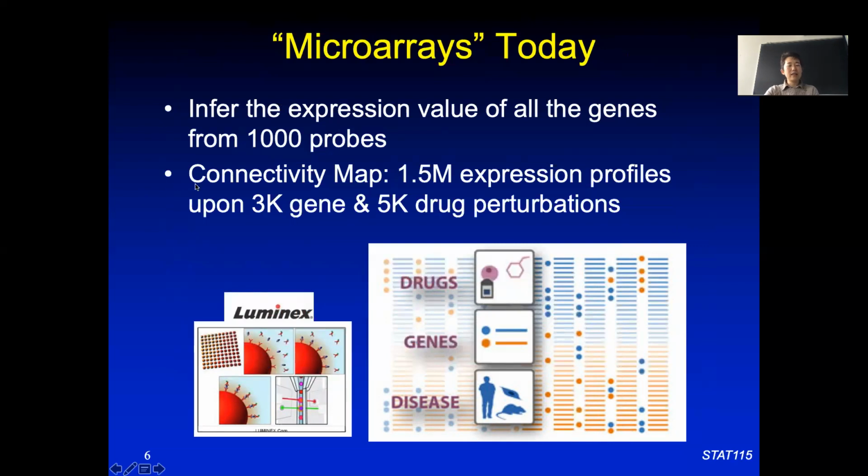The project that uses this technology is called Connectivity Map, where right now there are public data of 1.5 million expression profiles of human cells, usually cancer cells. They try to perturb about 3,000 different genes and 5,000 different drugs. Since it's so cheap, you get a rough idea how the cell would respond when you get rid of a gene, overexpress a gene, or treat the cell with some drugs. These data are all publicly available, which is really exciting.